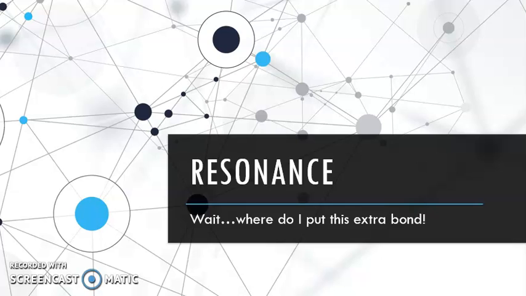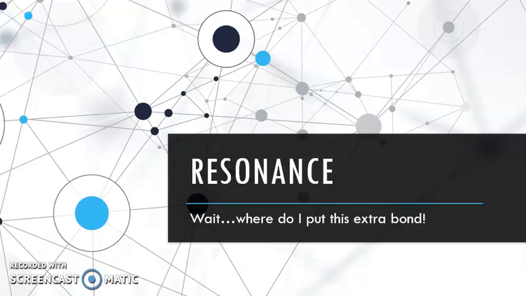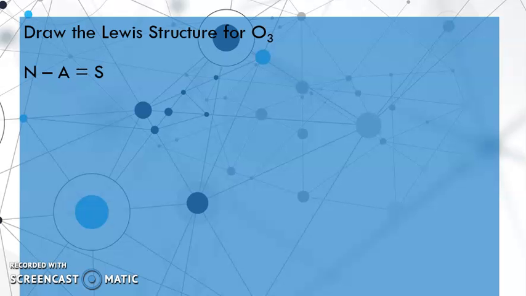So now it's time to talk about a very special case as we're drawing in resonance structures. Sometimes when we draw Lewis structures, we have more bonds than we know what to do with, so we need to make some decisions. I think the easiest way to explain what resonance is, is to actually see it in action. So let's take a look at a specific example.